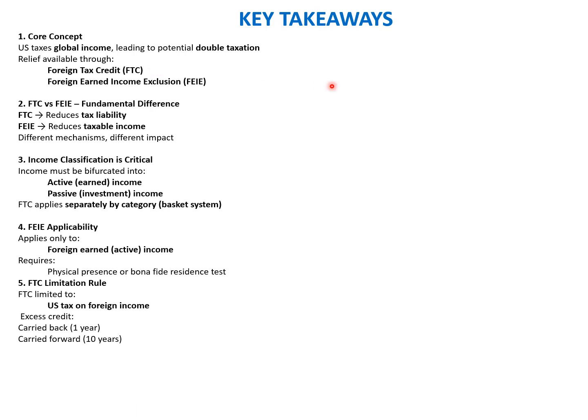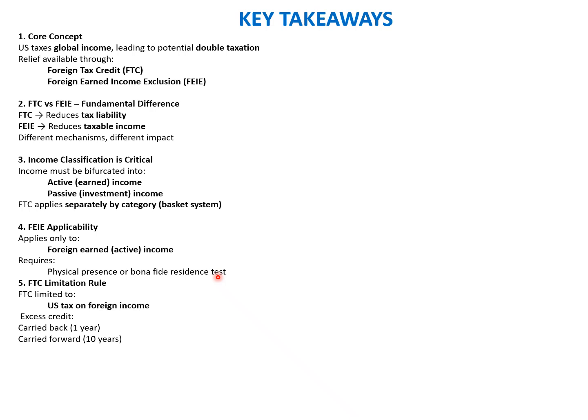Okay, so what are some of the key takeaways of this chapter? US taxes global income, leading to double taxation, and hence FTC and the foreign earned income exclusion are the benefits given to the person. FTC reduces the tax liability and FEIE reduces the taxable income itself. Income classification is critical. Active is earned income and passive income is investment income. FTC applies separately for each category. This is a basket system. FEIE applies only to earned active income and not to passive income.